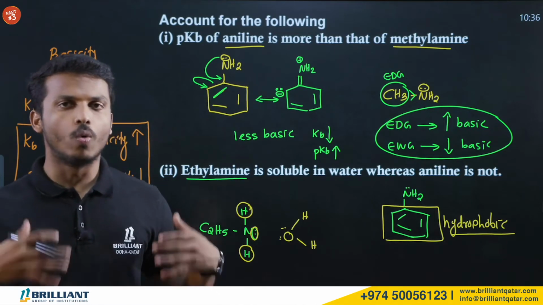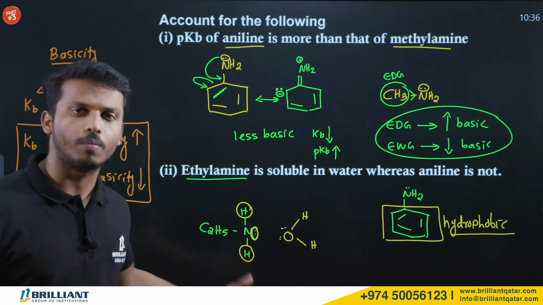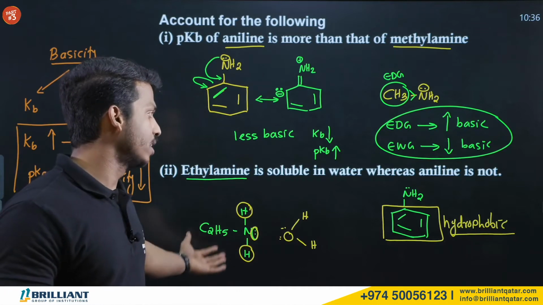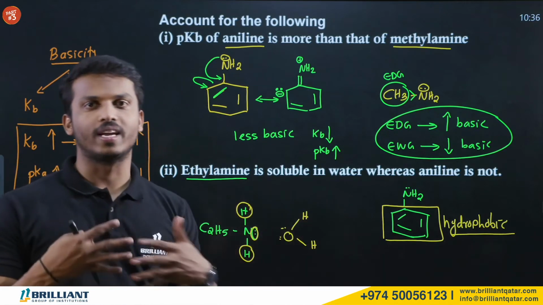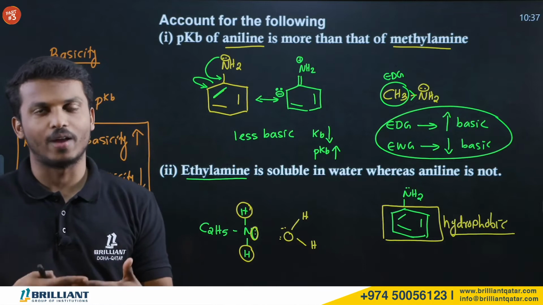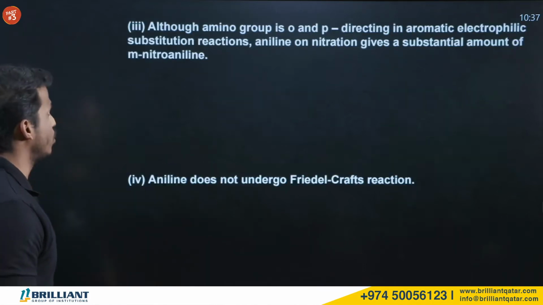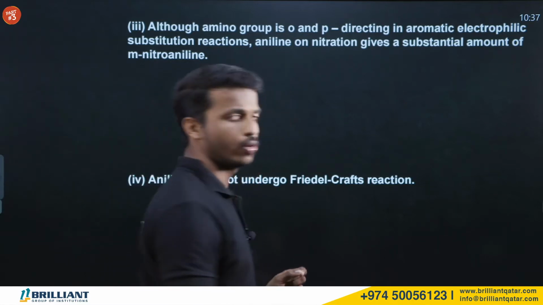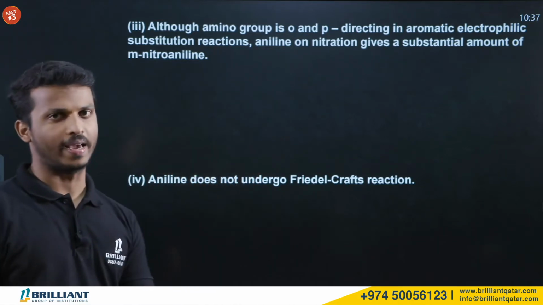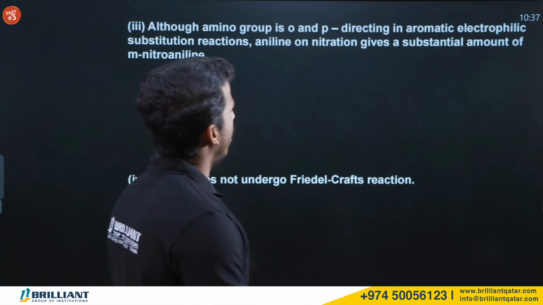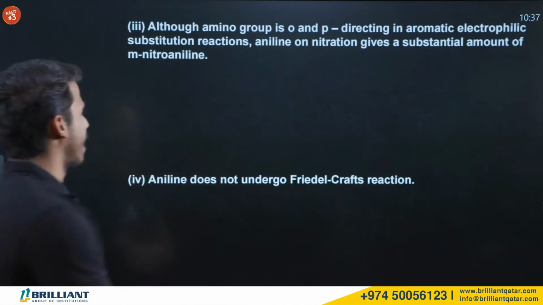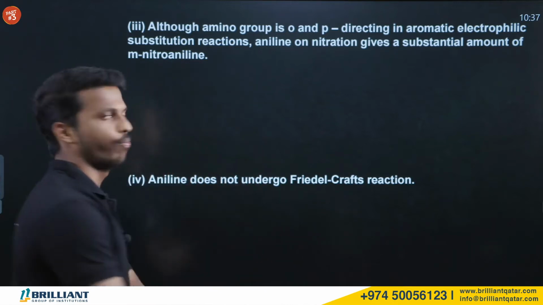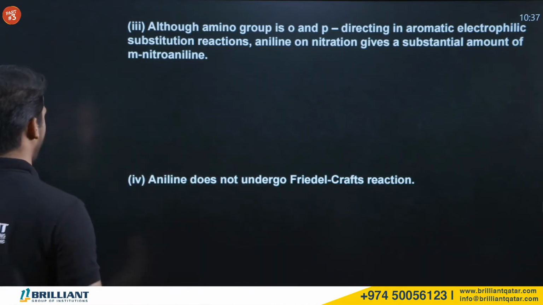Let me conclude. Why is ethylamine soluble in water? Because they have an ability to make intermolecular hydrogen bonds with the water. Whereas aniline is not soluble because it contains a hydrophobic aromatic ring. Next question. Although the amino group is an ortho-para directing group, in electrophilic substitution reaction, aniline on nitration gives a substantial amount of meta-nitroaniline. Yes, it's a very important question.